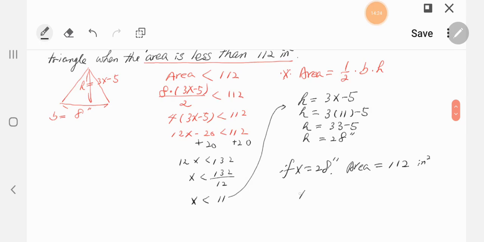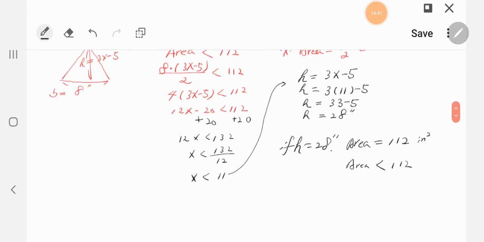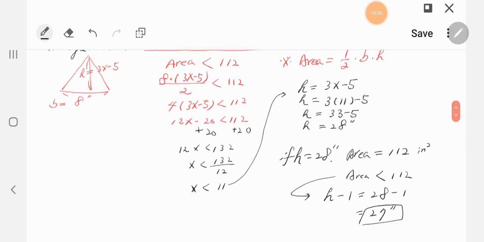And so the h, so not x, h, right? If the height is 28 inches, then the area is 112. But the area has to be less than 112. So we have to subtract 1 from h, right? So 27 inches. Can you see it? So the maximum height is 27 inches.